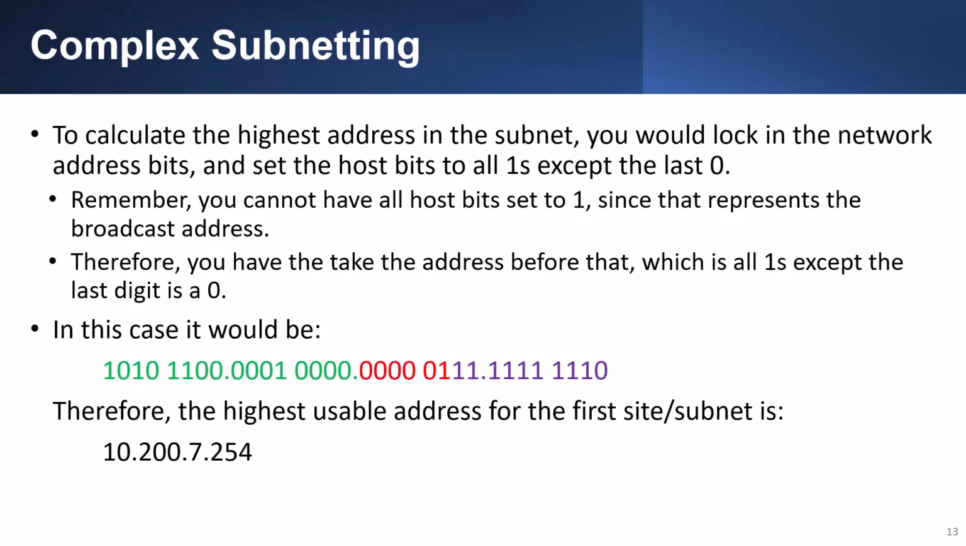To calculate the highest address in the subnet, you would lock in the network address bits and set the host bits to all ones except for the last 0. Remember, you cannot have all host bits set to 1 since that represents the broadcast address. Therefore, you'd have to take the address before that, which is all ones except for the last digit is a 0. In this case, it would be what is shown on the screen. Therefore, the highest usable address for the first site or subnet is 10.200.7.254.